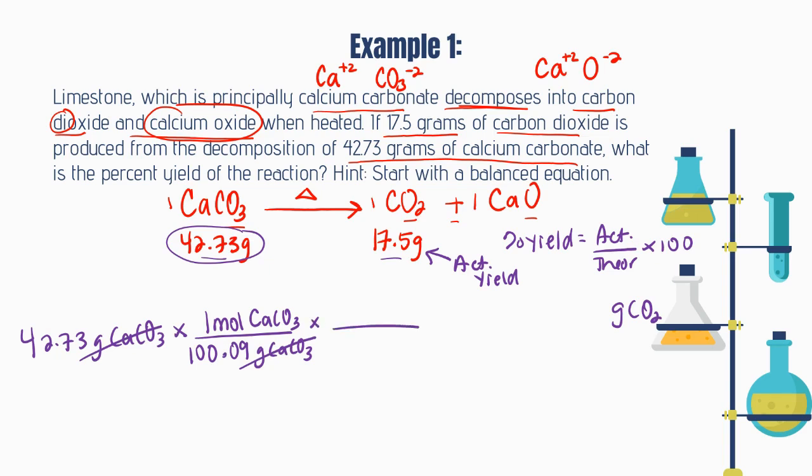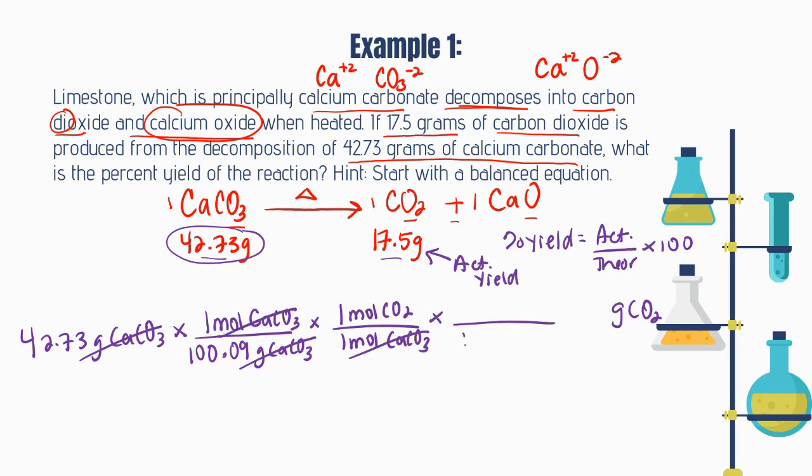I have moles now of calcium carbonate, but I'm looking for carbon dioxide. So look at your balanced equation. Carbon dioxide and calcium carbonate are both in there. There's a 1-to-1 ratio. So we have 1 mole of CO2 to 1 mole CaCO3. Now I have moles of carbon dioxide.